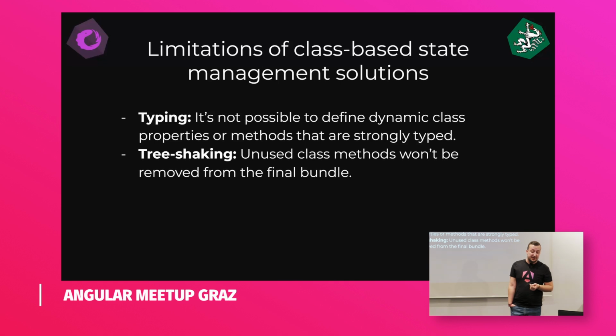Next problem is tree shaking. So unused class methods won't be removed from the final bundle. In the case of component store, we have some utilities: updater, effect, patch state, set state, etc. And if we don't use updater, for example, it will end up in the final bundle.